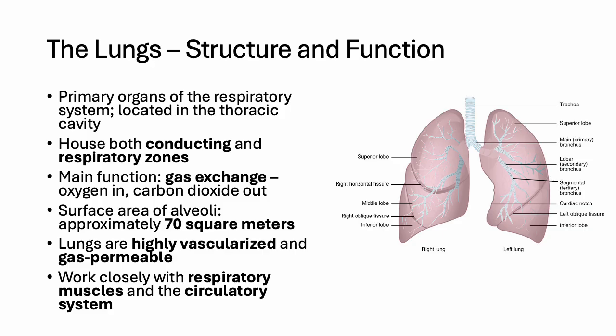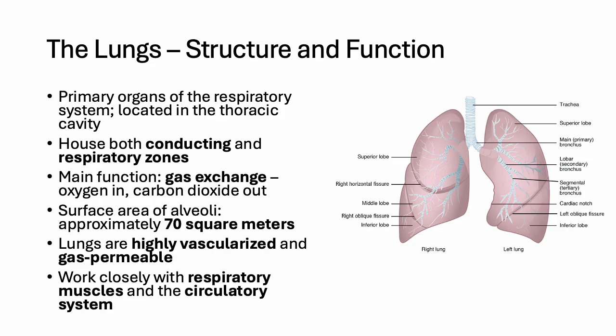The lungs' main function is to bring in oxygen, which is essential for cellular respiration, and expel carbon dioxide, which is a metabolic waste product. What's truly remarkable is the surface area available for this process, which is about 70 square meters, or roughly the size of a tennis court. The vast surface area is due to the presence of millions of alveoli, which are surrounded by a dense capillary network, ensuring maximum gas exchange efficiency.